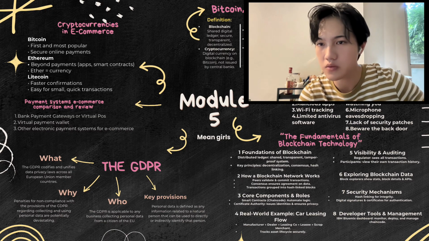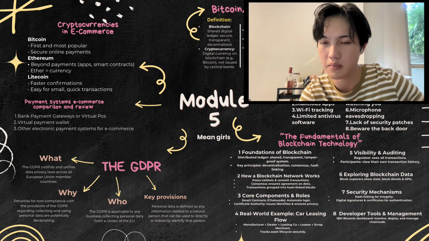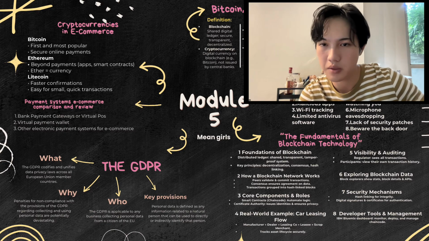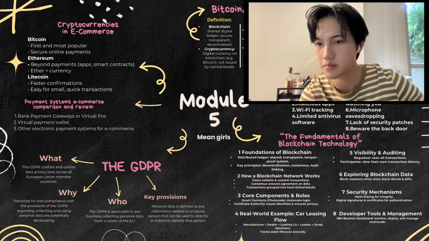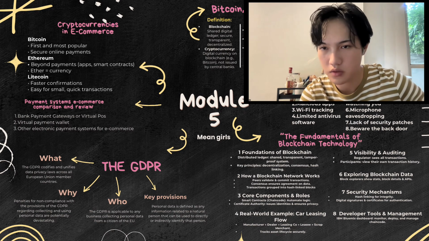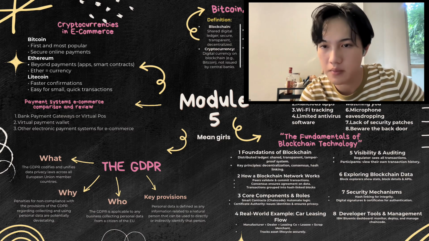Unlike Bitcoin, Ethereum isn't just a payment. It also works like a digital platform where users can create applications. The currency used on this platform is called Ether, and it can also be used to make payments. Third is Litecoin. It's similar to Bitcoin, but it's faster. Transactions confirm more quickly, so it's useful for people who need to send small amounts of money quickly and easily. So overall, these three cryptocurrencies, Bitcoin, Ethereum, and Litecoin, each offer different features, but all of them can be used as payment methods in e-commerce platforms.